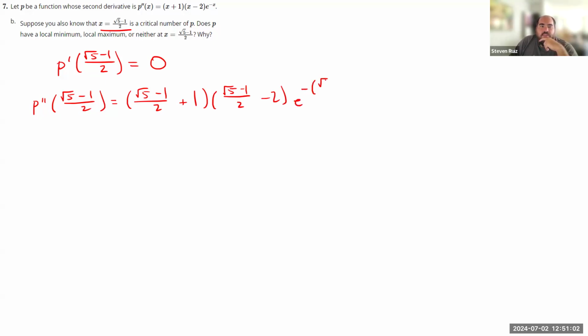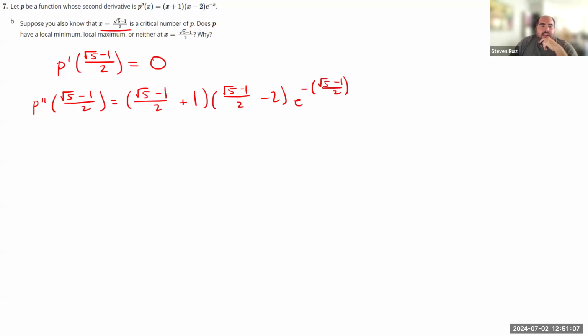Basically, if I have a place where the first derivative is equal to 0, that's what a critical number is. The second derivative can tell me what kind of critical point that is. So I'm going to evaluate the second derivative at (√5 − 1)/2. So that's equal to (√5 − 1)/2 + 1 times (√5 − 1)/2 − 2 times e to the negative (√5 − 1)/2.